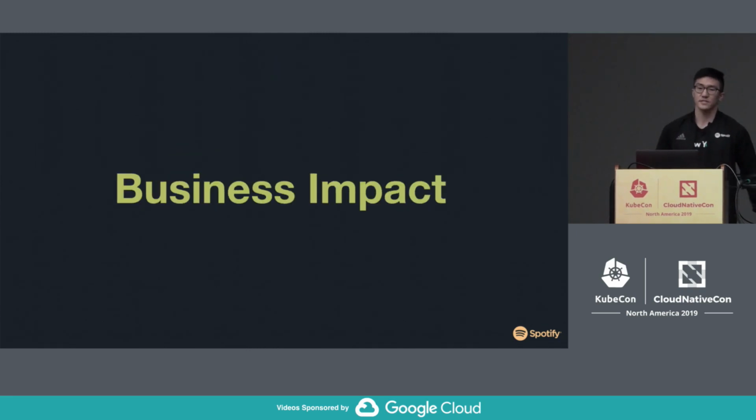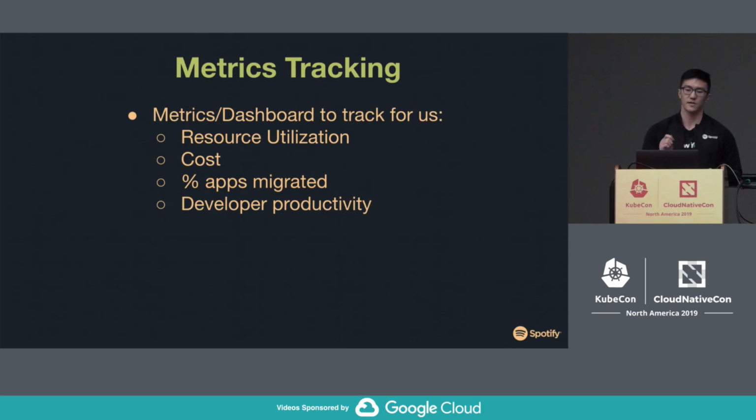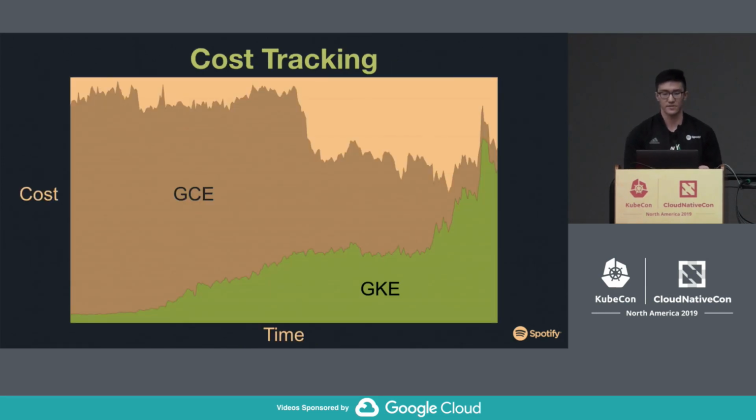The next overall domain is something in the realm of business impact. Here we set up metrics and dashboarding around things like resource utilization, cost, percentage of apps migrated, developer productivity. And so this wasn't just for us, but also for developers. Things like the cost metrics were pretty important because it allowed developers who were migrating their workloads over to see how much they saved by doing that migration. And so far, cost attribution and savings have proven to be one of the most compelling reasons for developers to migrate over to our offering. And it's also very important for us as the cluster owners because it allows for things like cost tracking.